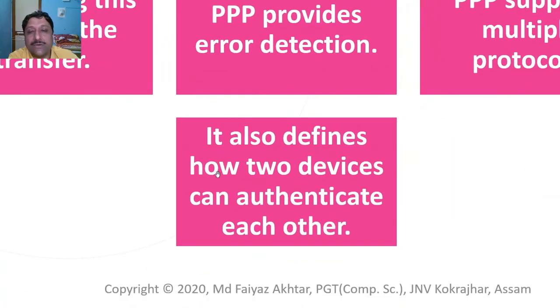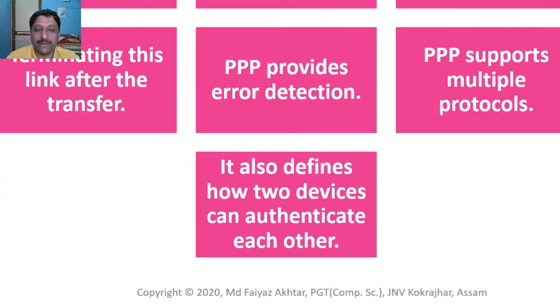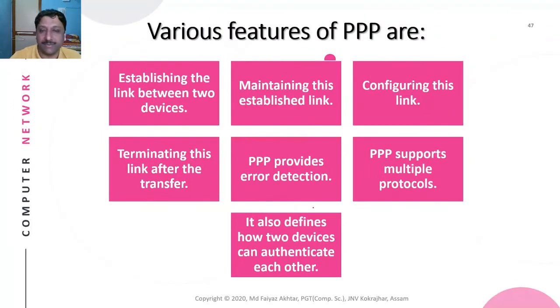It also defines how two devices can authenticate each other. Authentication means a username and password are required to connect two devices. This is a must for PPP. It means that it is secure and only an authorized person can access the internet. Okay, these are the features of PPP.